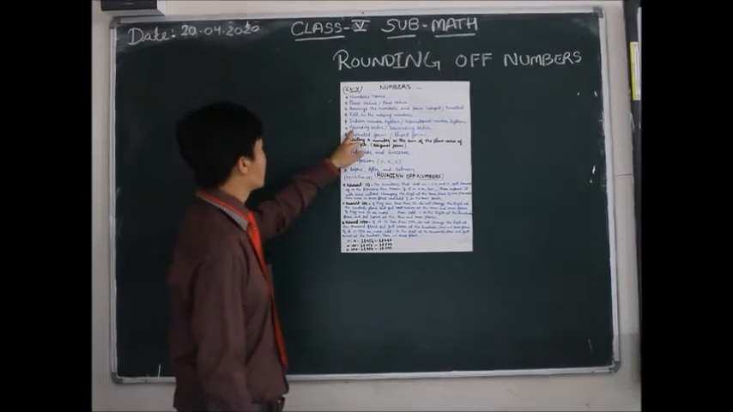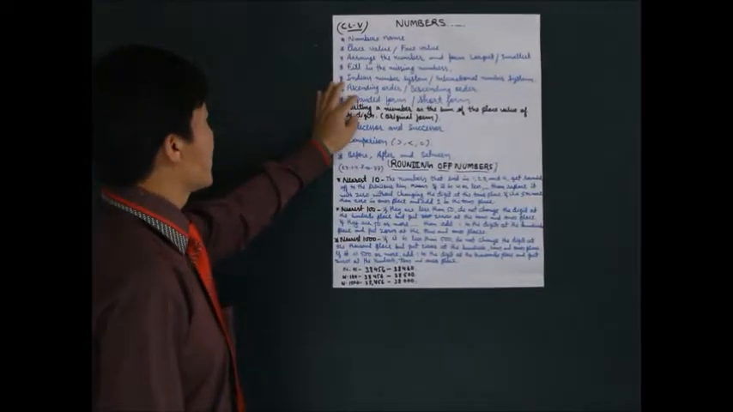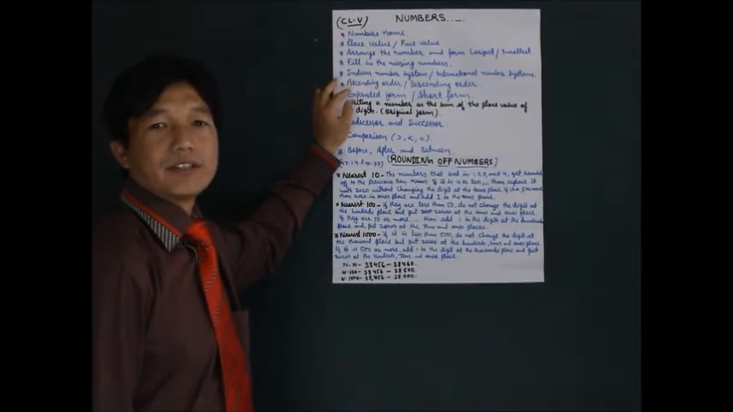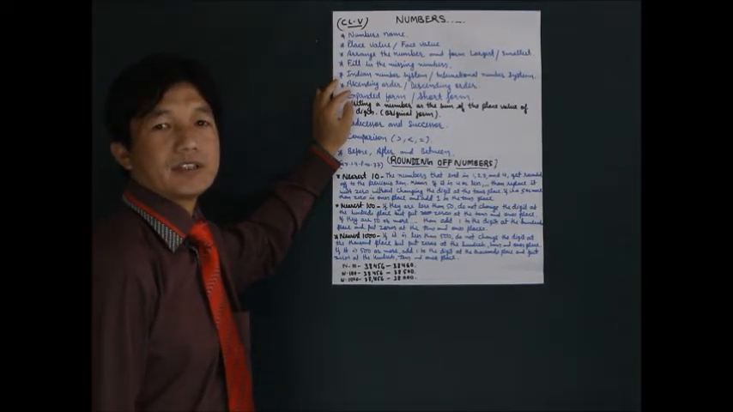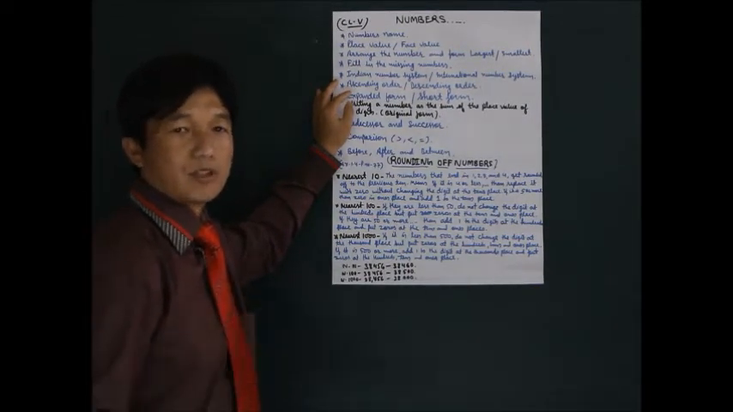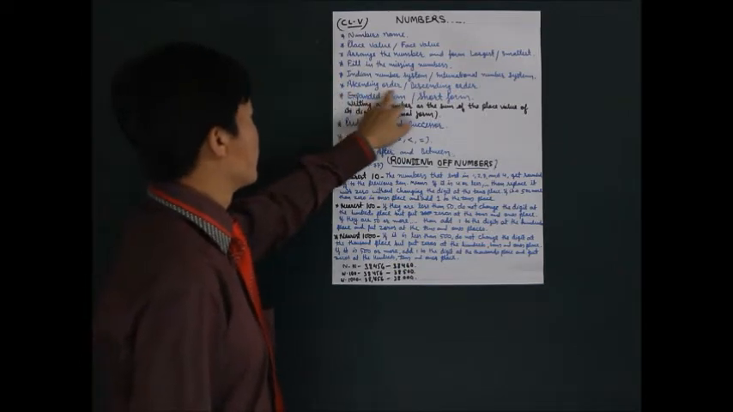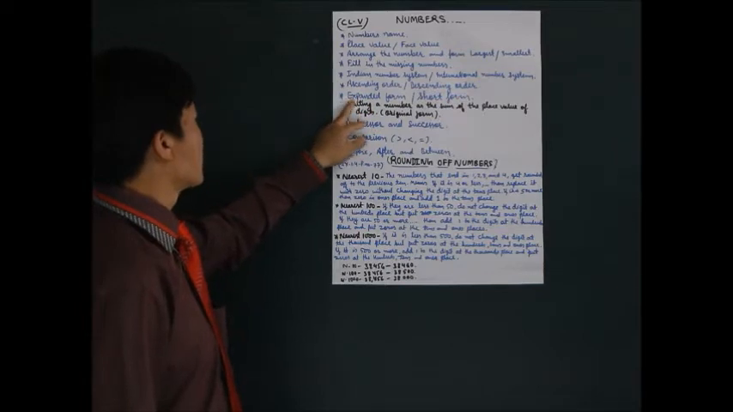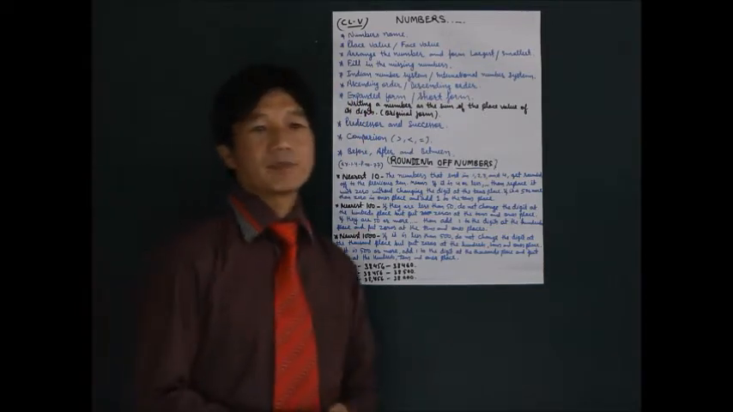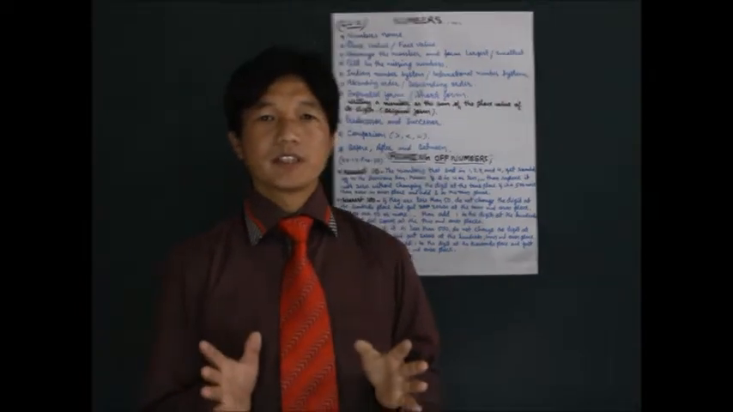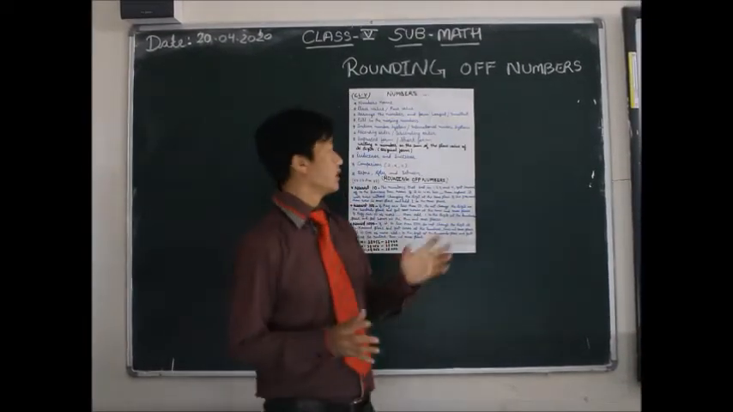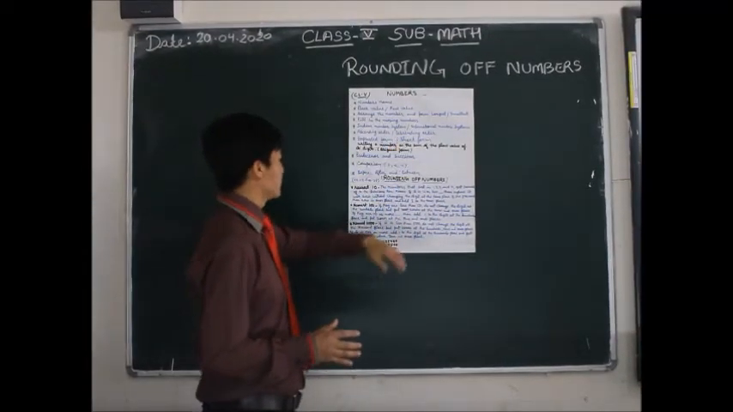After that, we have done ascending order and descending order. Ascending means increasing order, and descending means big to small. So we have to arrange all of this. Another one is expanded form and short form. Short form means the original number, which is positional, like I've written here.